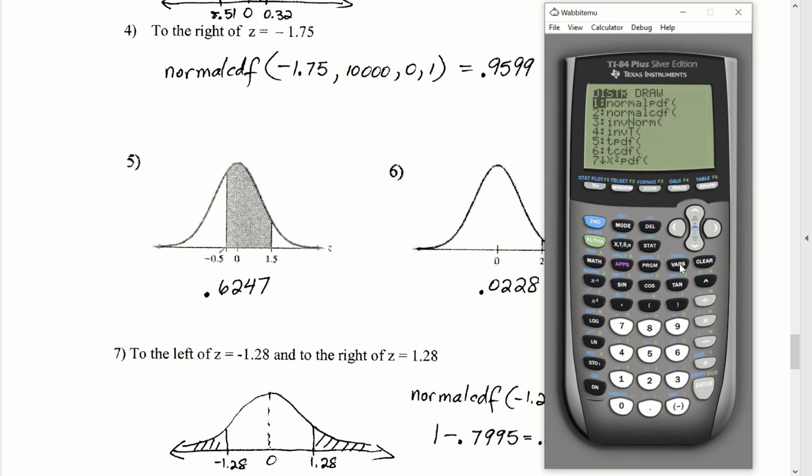We'll go second, distribution, go down to normal CDF. In this case, our left bound would be the negative 1.75. Because it's going to go all the way to the right, that's going to approach positive infinity. So for positive infinity, as a placeholder, we'll use 1, second, comma, to get the E, 99, 0, comma, 1, because it's still a z-score. Paste, and hit enter. And to 4 decimal places, we would get 0.9599.